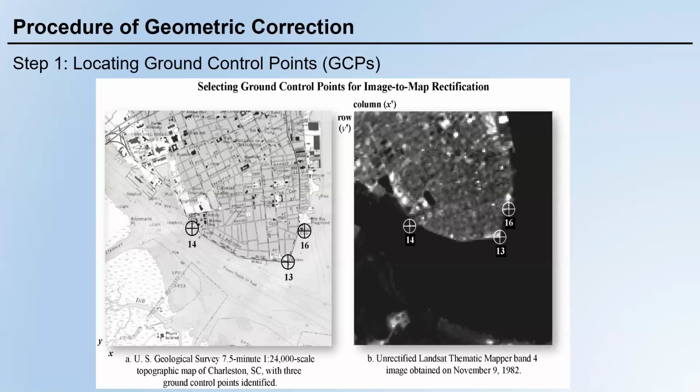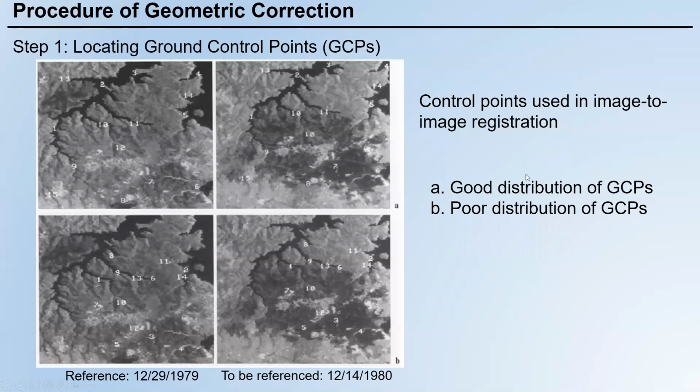So that's the purpose. Okay, so here we have more examples. Control points using image-to-image registration. So here we do not have a reference map. A specific image, or images, are serving as the reference map. So on the left side, we have reference images for this specific area. This is the area.